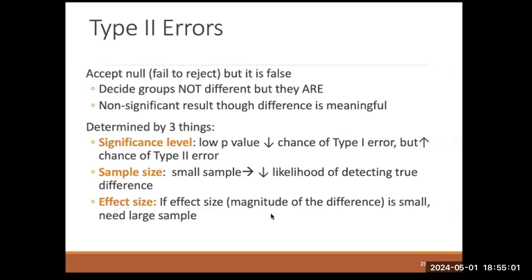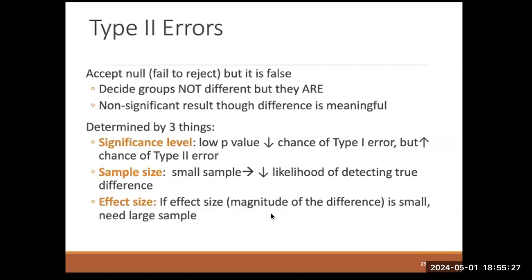1 is that the p-value is too low, right? Remember, if you put the p-value down, you decrease the chance of a type 1 error, but you increase the chance of a type 2 error. 2, sample size. If you have a small sample and it's a weak effect, then you might not be able to detect the difference, right? So small sample size decreases the likelihood of detecting a true difference.